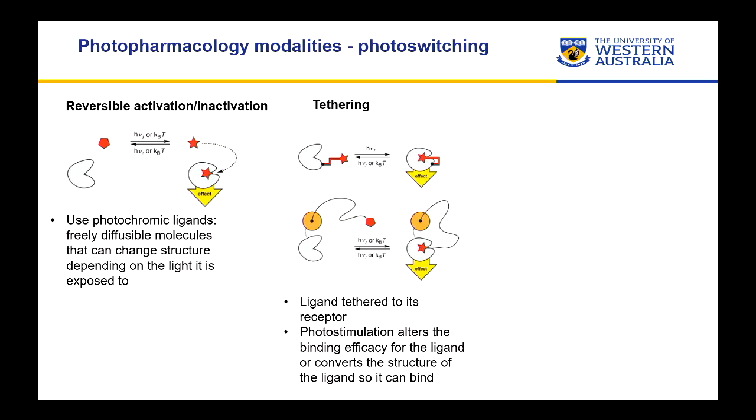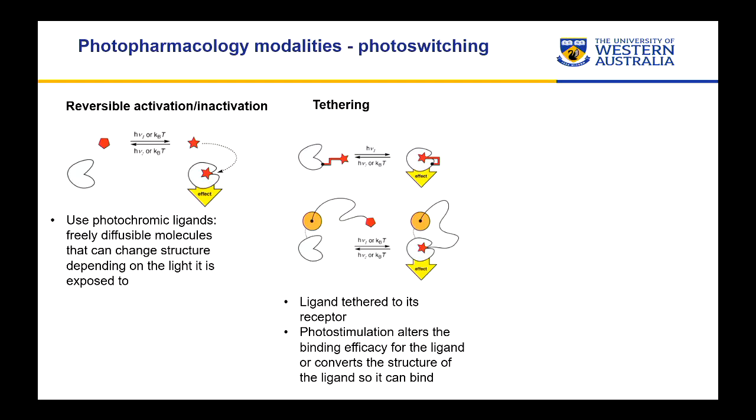So this other one is called tethering. And so tethering is when a ligand is actually tethered to its receptor, as shown in this diagram here. And what you do is, if you apply a light, you can actually change the binding efficacy for that ligand, which is tethered, to bind to its receptor or not. So when we have, say, light on in this case, we convert the structure such that it can now increase its binding efficacy to bind to its receptor, and we can have its effect, right? So it's very simple to remember in terms of it's bidirectional. We can turn it on and off.